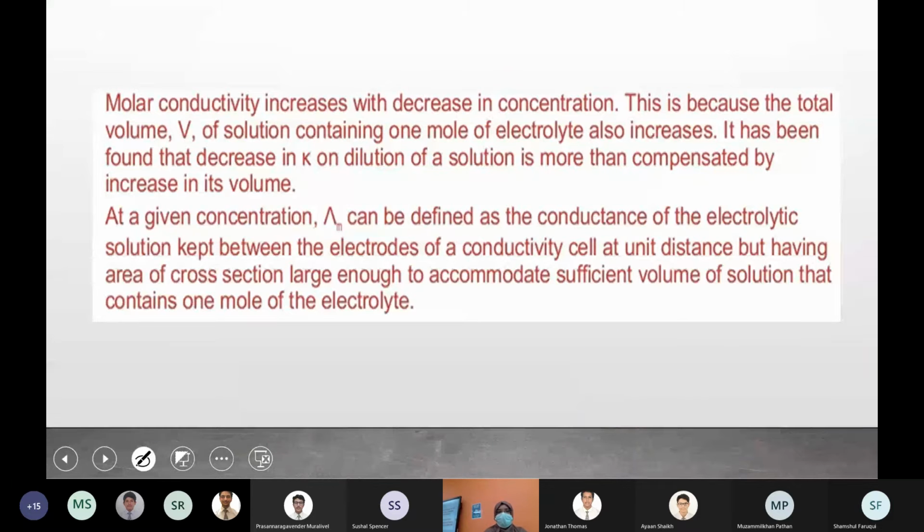It's been found that decrease in K, that is the conductivity decreases. That decrease is more than compensated by the increase in its volume. So when the volume increases, the movement of ions is more free, so that even though there is decrease in conductivity, that is not noticed.